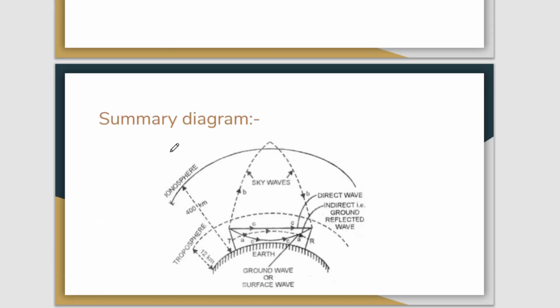This summary diagram concludes all the important points of this video presentation. As shown, there is the ionosphere which reflects back the radio signal. The troposphere curves the signals towards the other receiving point. There is the direct mode of communication between two points and the ground wave mode of communication.